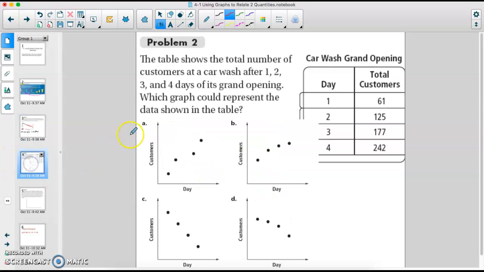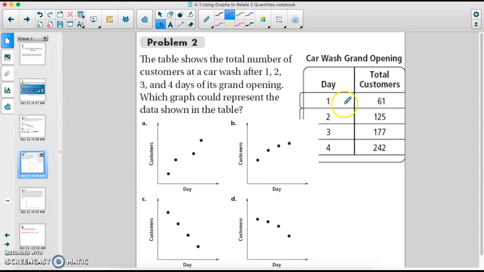Okay, so there's that graph. Now this one, the table shows the total number of customers at a car wash after 1, 2, 3, and 4 days of its grand opening. Obviously, the first day they're not going to get a ton of people, and then word will get out like, hey, this car wash is open. That's pretty good. So then more people are going to show up. And so we need to figure out which graph out of these 4 would represent the data in the table.